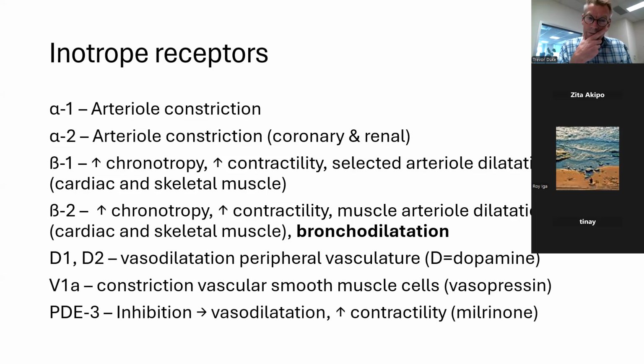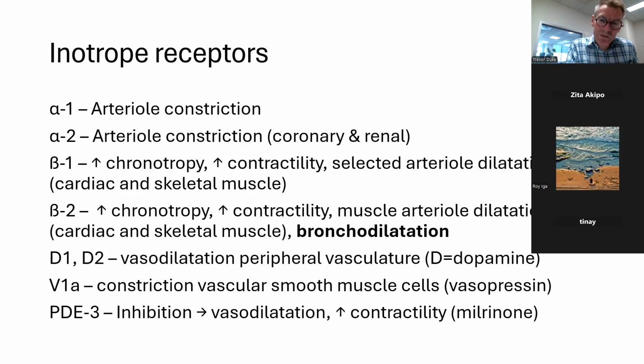And then there are some dopamine receptors, which are not alpha or beta, but they're D receptors. So D1 and D2, they cause vasodilatation of the peripheral vasculature. And so dopamine increases heart rate. It does increase contractility somewhat, but it causes vasodilatation.